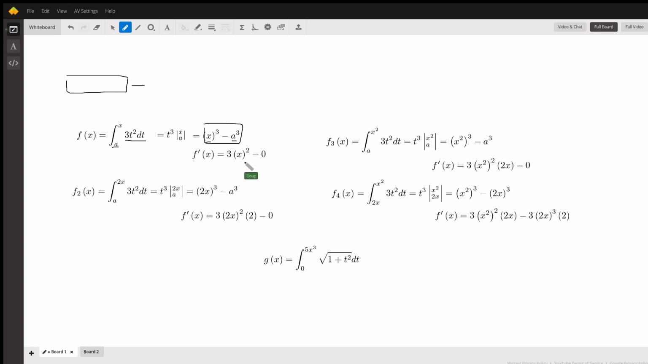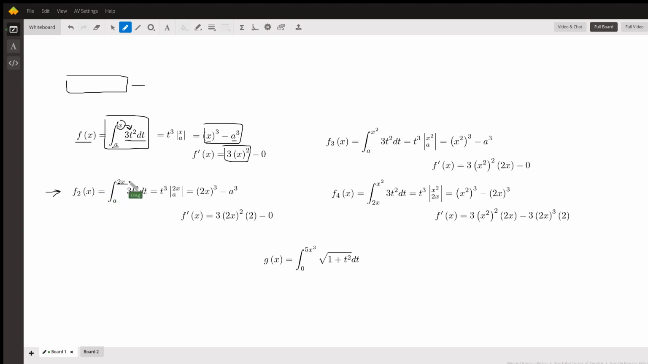Now the question is, do you see how to get the derivative just by looking at this integral right here? Well, the idea is that you can just substitute this x for that t, and you'll get the derivative of this function. Here's a second example.